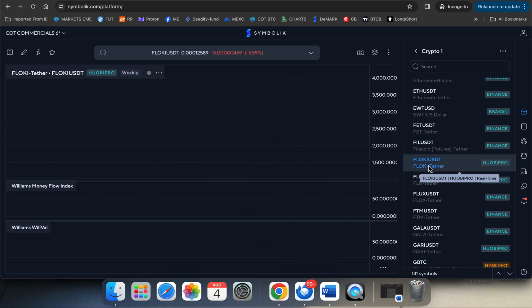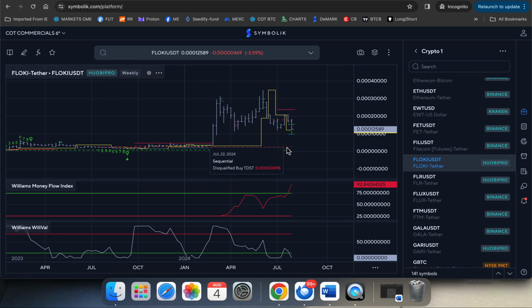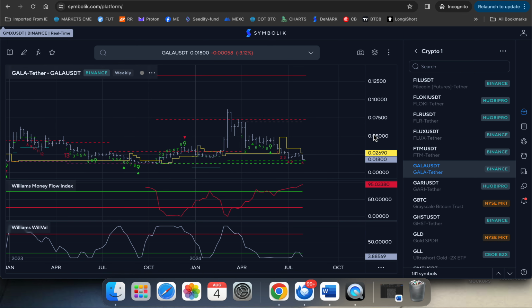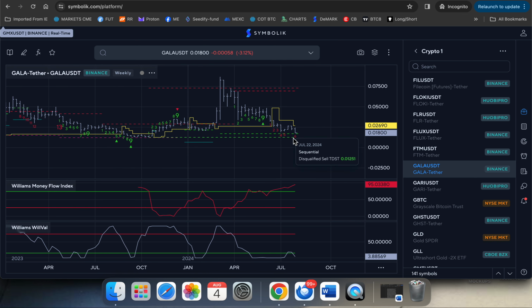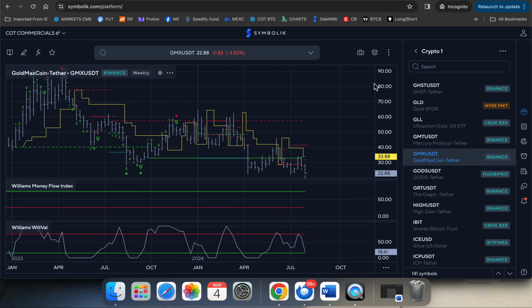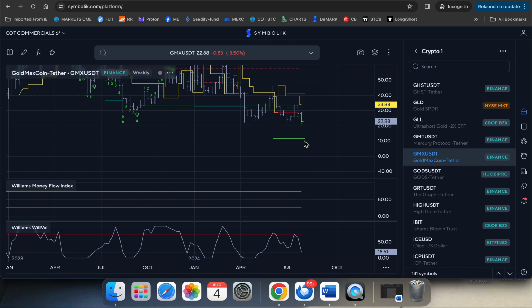Let's see. Floki, I'd probably throw in whatever. How many zeros? Four zeros, 2498. Something like that. We already did Phantom, Gala. Probably throw in this bottom one, 0.01250. I'd round down. This one's 0.00656. Let's see. We got GMX. I like that coin. I'd probably bid this green line right here, 11.59. Might round up, 11.60.